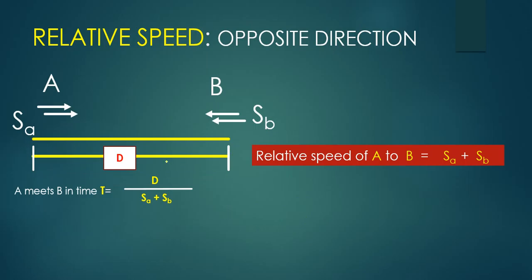Now, if they are moving in opposite directions, when will they meet? This is another important question they may ask. Simple. The time taken to meet each other is nothing but total distance divided by relative speed. What is the total distance here? D. Relative speed, as they are traveling in the opposite direction, is the sum of their individual speeds, simply SA plus SB.